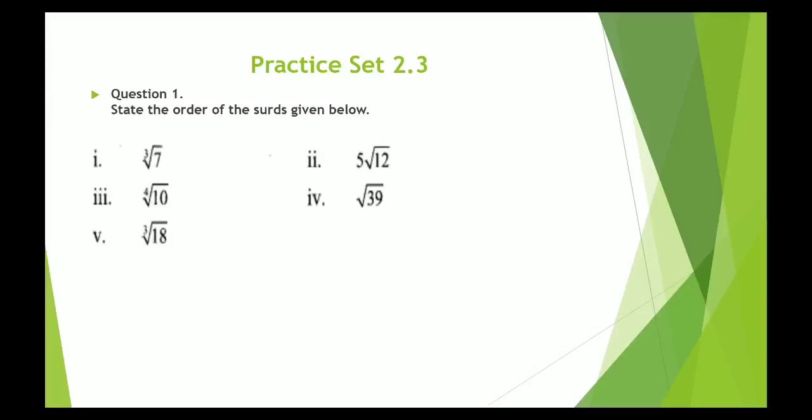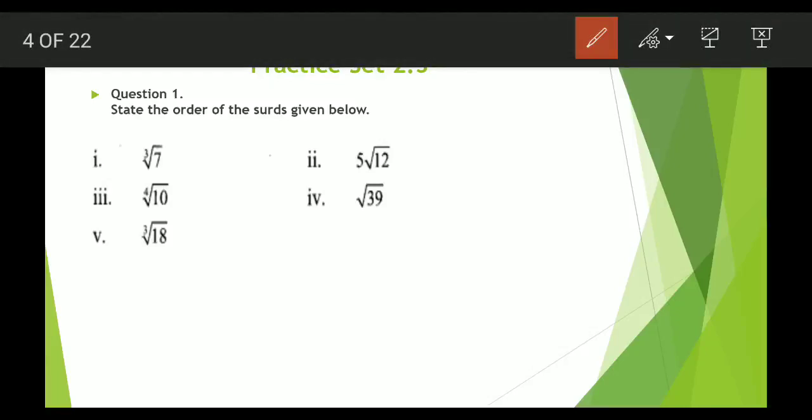Let us move to the exercise. Practice set 2.3. Question number 1. State the order of the surds given below. Question number 1, 3 root 7. Here what is the order? Here the order is 3.